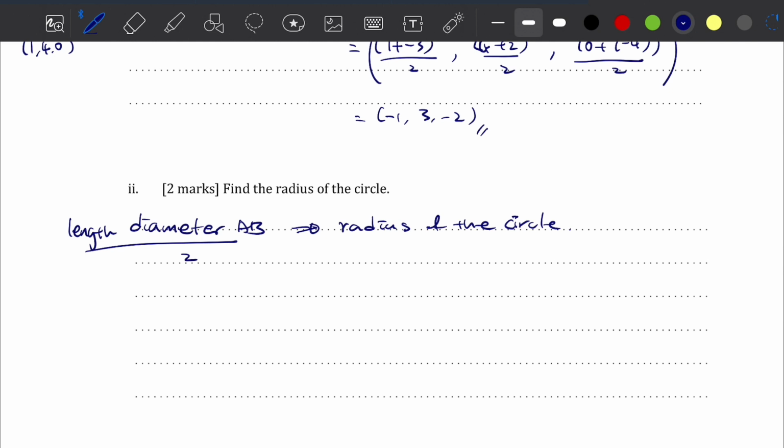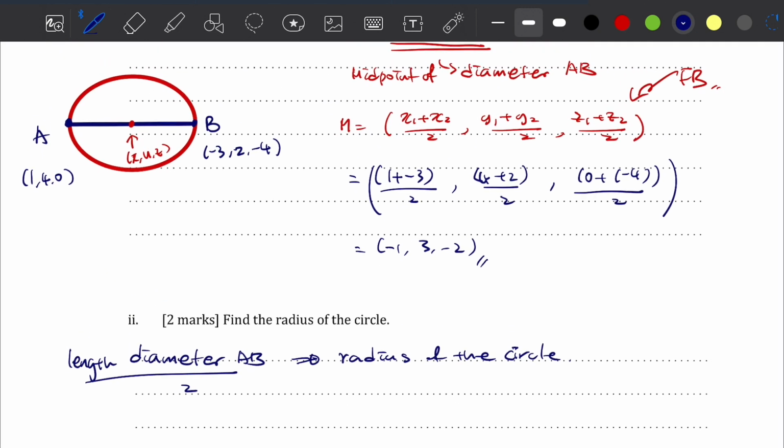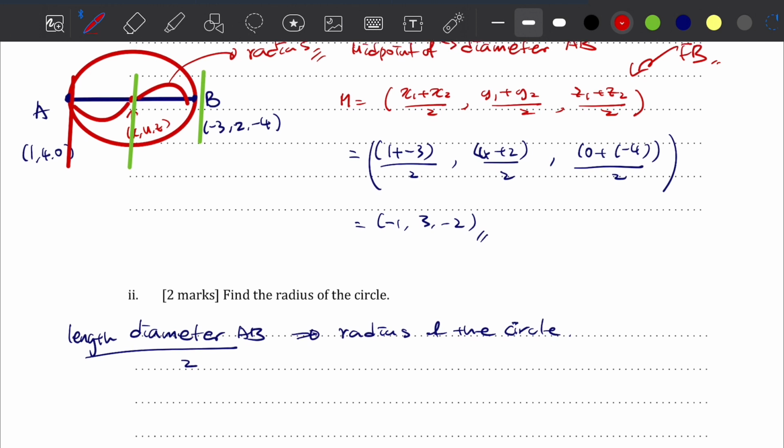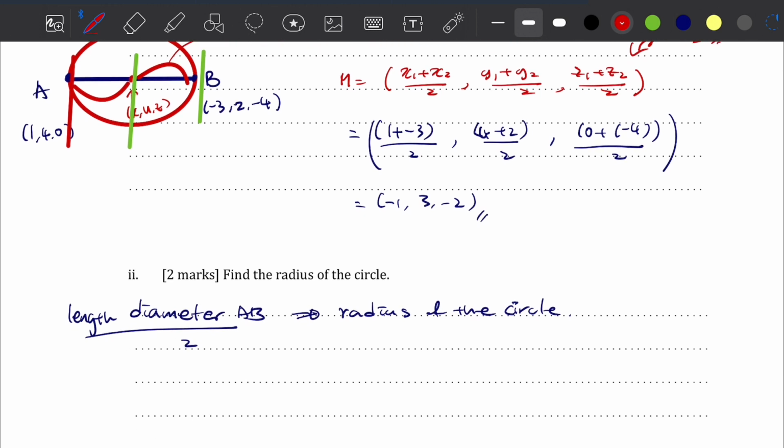Or we can calculate the distance from the center to either point B or point A, right? Then we can also calculate the radius, okay? Because we just calculated the center, which is the midpoint of the diameter AB. So we can just calculate the distance between the center and point B, and this is equal to the radius of this circle.